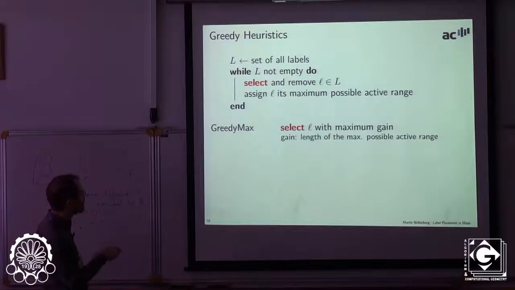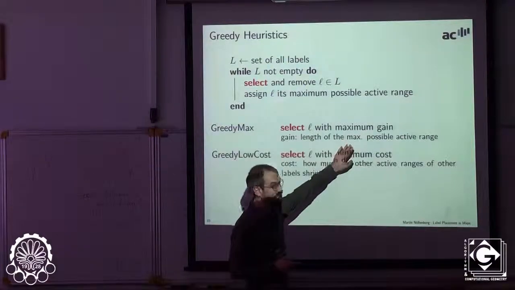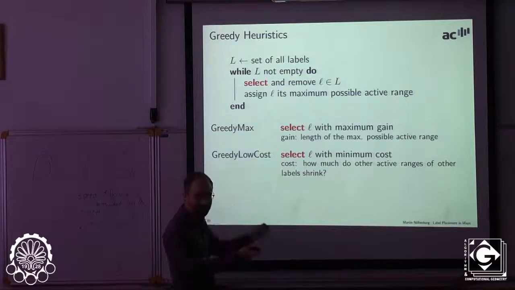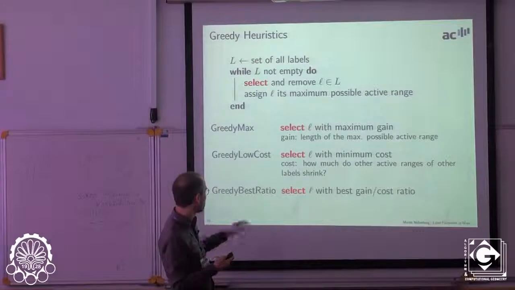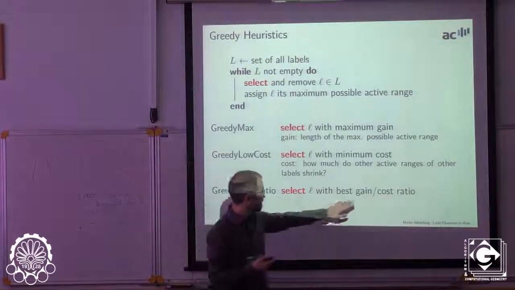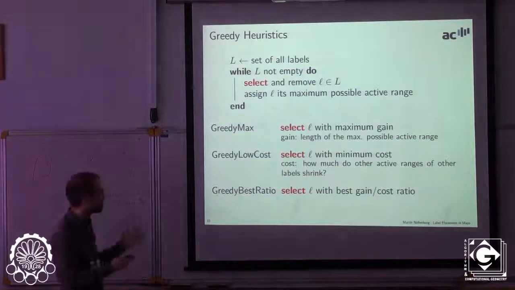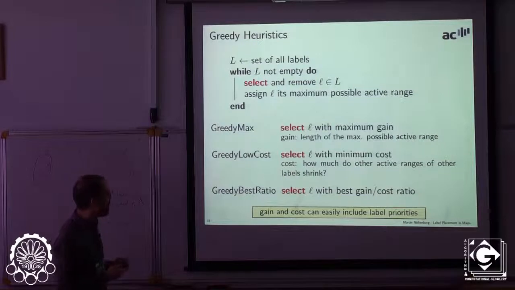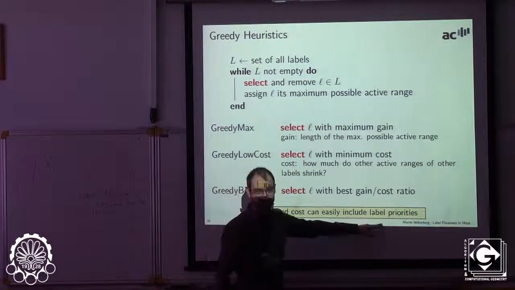If you do greedy max, for example, you could select the label that gives you the maximum gain, so for example, the largest possible active range that you can still do. You can go for lowest cost: if I pick that one, how much do the other ranges shrink in consequence? Or you can do best ratio, where you try to do a trade-off between the two. So these are different strategies of how to pick the next label in the greedy algorithm. And this can easily include label priorities.